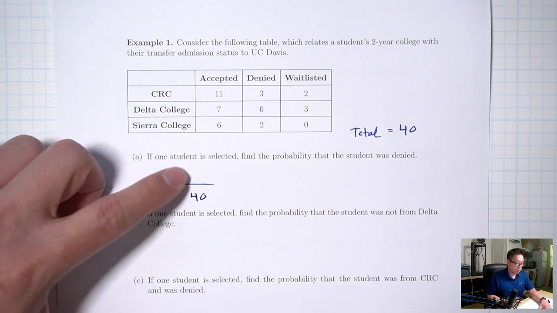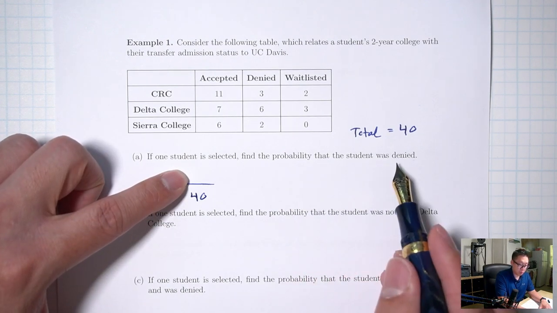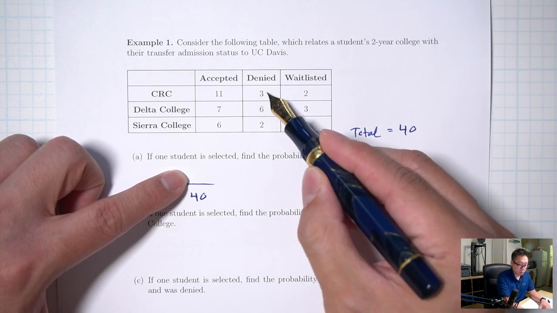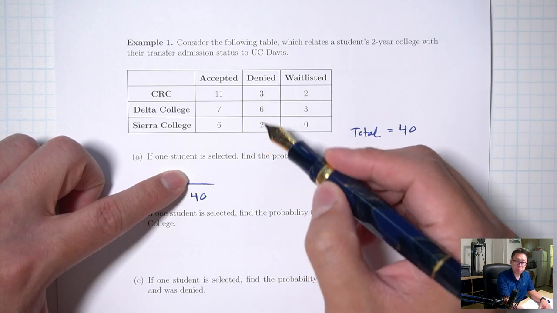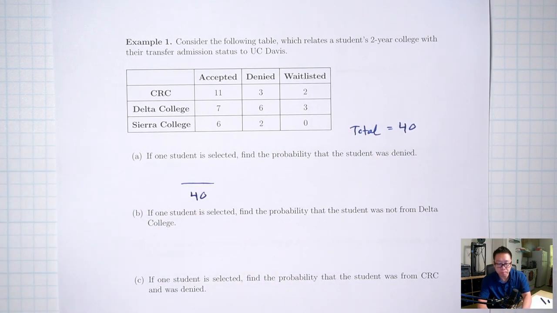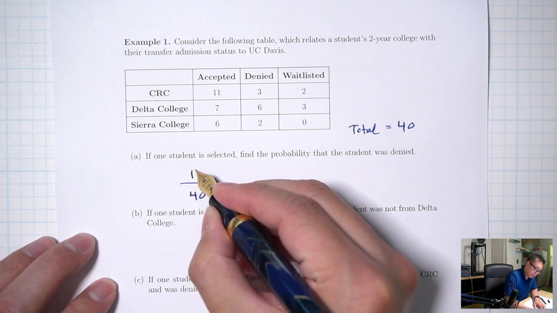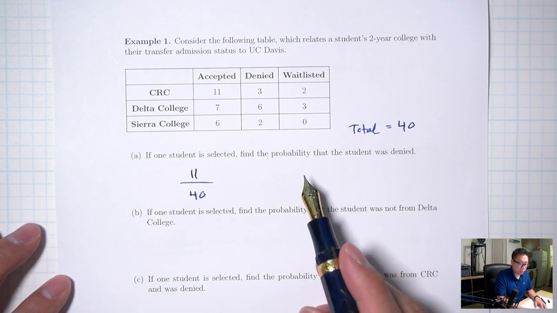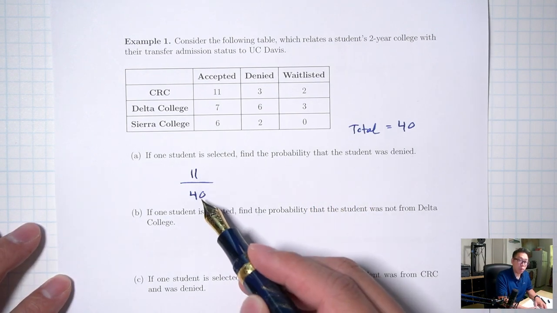For the top, we're talking about probability that the student was denied. So how many students were denied? That's these three, these six, and these two. All of those students were denied. So 3 plus 6 plus 2, 11. And that's a probability. So probability of getting a student who was denied is 11 out of 40.